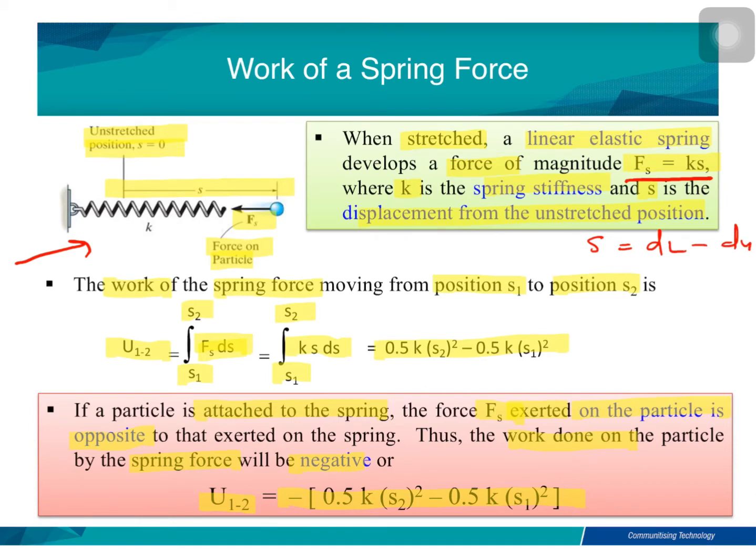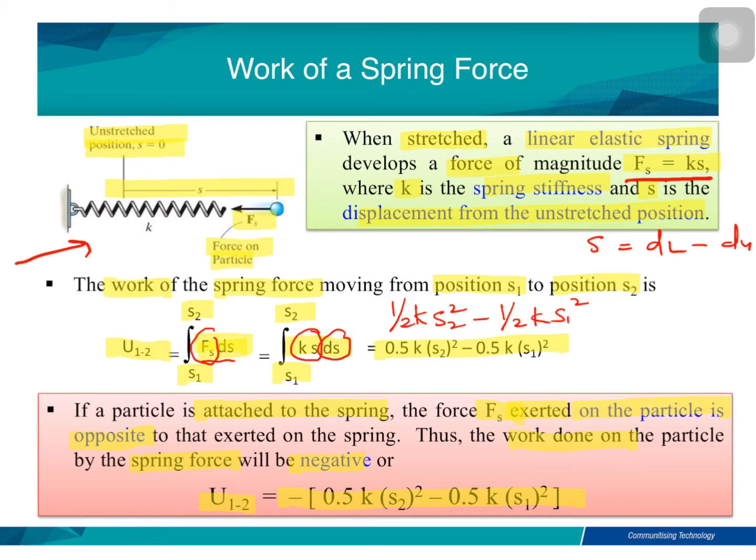So here, the work of the spring moving from position 1 to position 2 is the integral of Fs ds. Now we understand that the spring force is equal to Ks, and then here we have the displacement. So it becomes half K s2 squared minus half K s1 squared. This is the work done from the spring.